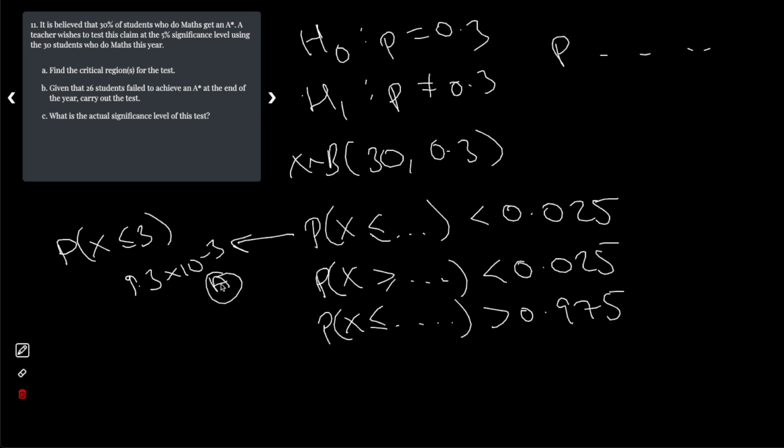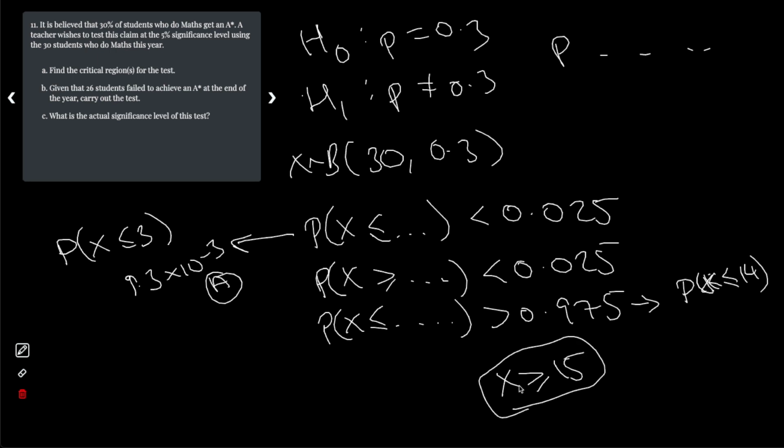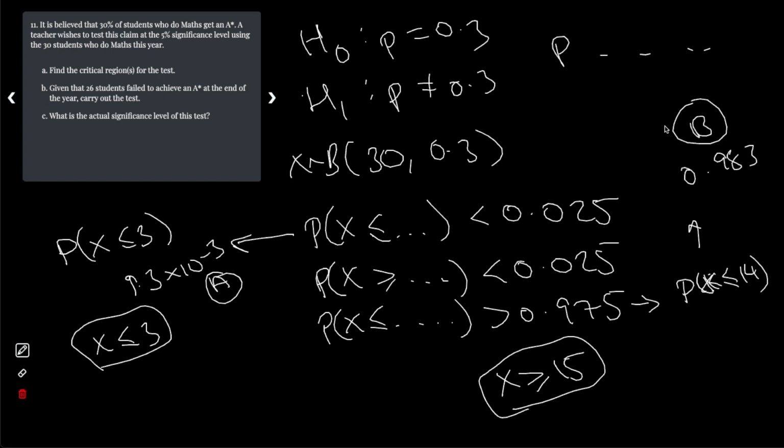Then if I do the same thing for the upper tail, I find that the first number for which this is true is P(X less than or equal to 14). And that means that my critical region is x greater than or equal to 15. So my upper tail is going to be x greater than or equal to 15, and my lower tail is x less than or equal to 3. And again, I'm going to actually store this number. So this one has a probability of 0.983. I'm going to store this one to the letter B because I'm going to need to use it later. So let's store that.